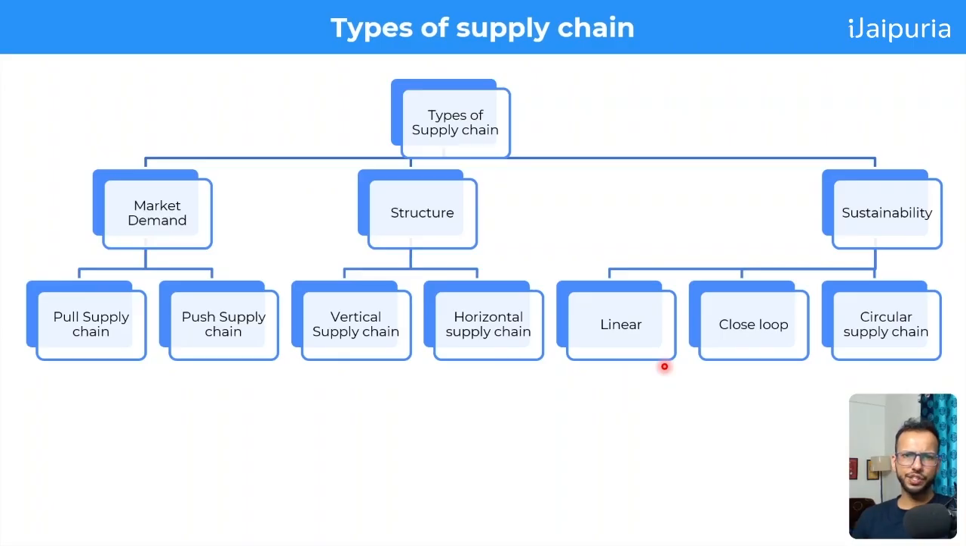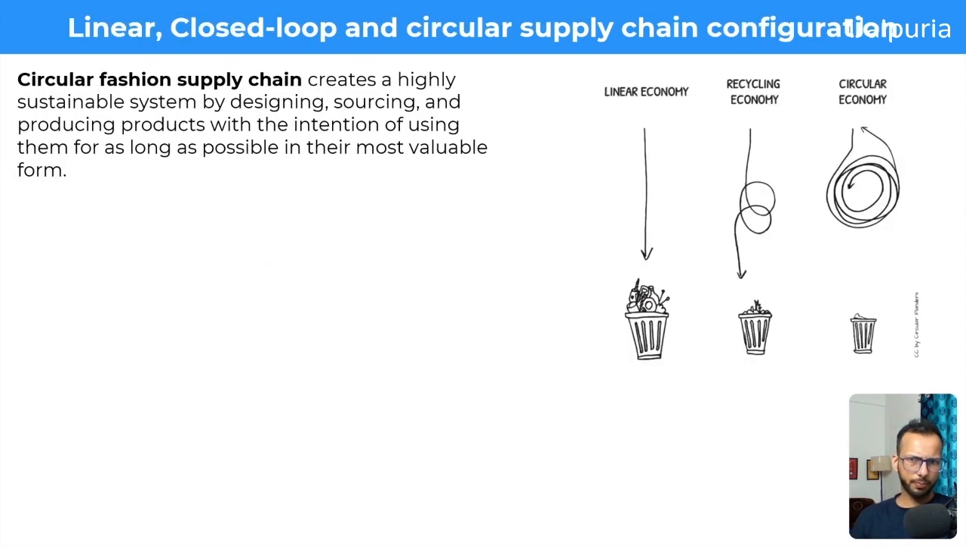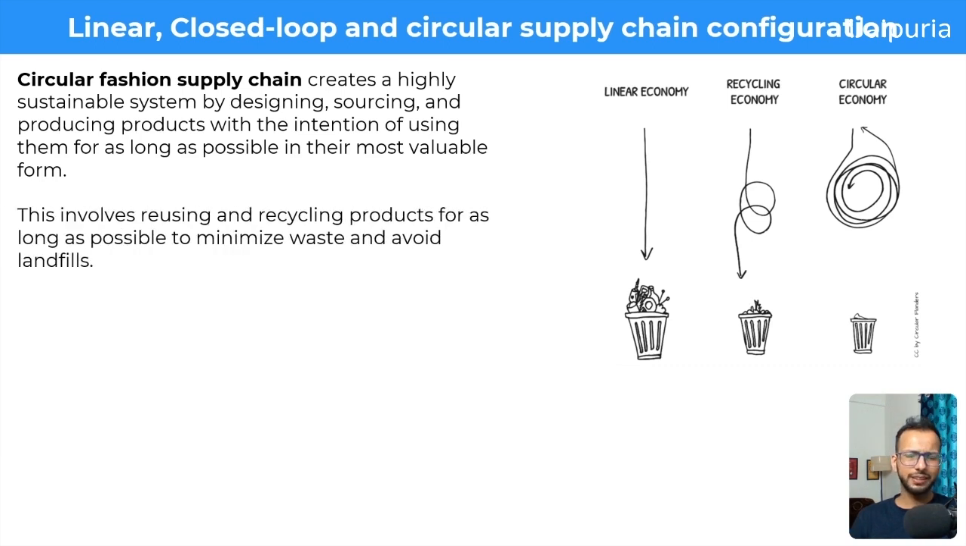The third type of supply chain that we need to understand is based on sustainability. In this specific type, we have to understand about linear supply chain, closed loop supply chain, and circular supply chain. A circular fashion supply chain or a circular economy creates a highly sustainable system by designing, sourcing, and producing products with the intention of using them for as long as possible in the most valuable form. When we talk about circular economy, this involves reusing or recycling a specific product for as long as possible to minimize waste and to avoid landfills.